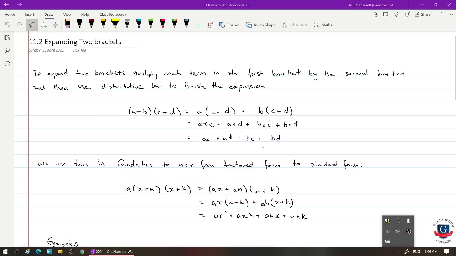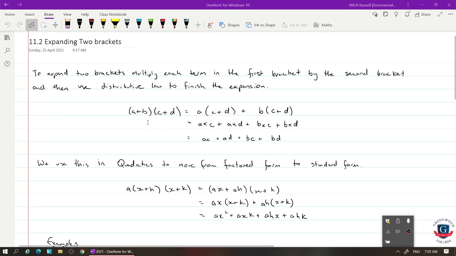Hi everyone. If you're familiar with expanding one bracket, expanding two brackets is a simple step forward. To expand two brackets, multiply each term in the first bracket, here's the first bracket here, by the second bracket, and then use distributive order to finish the expansion.